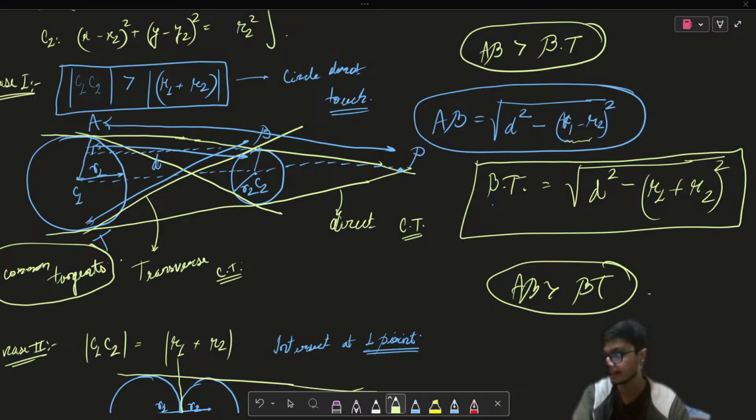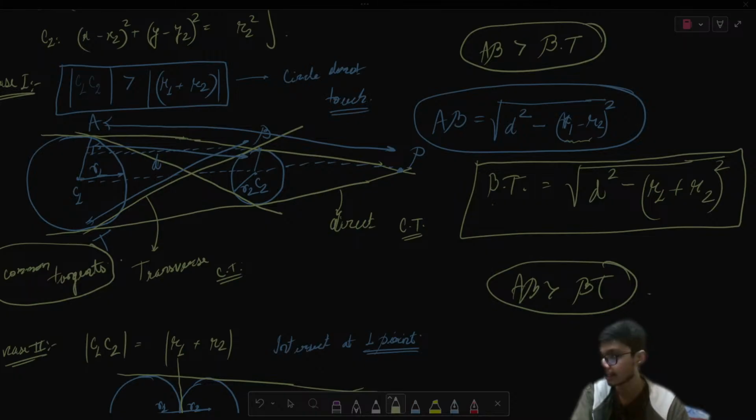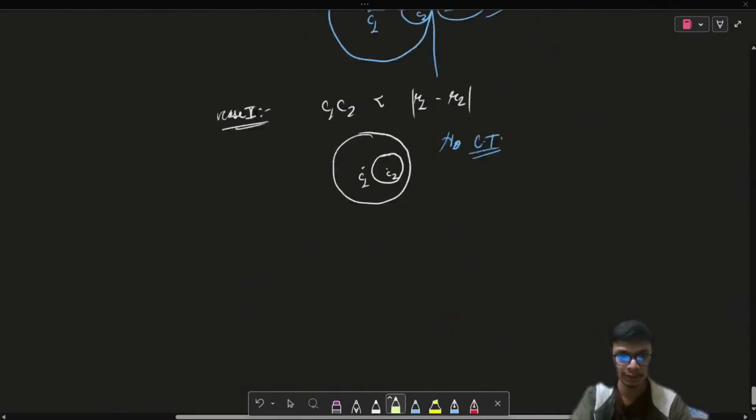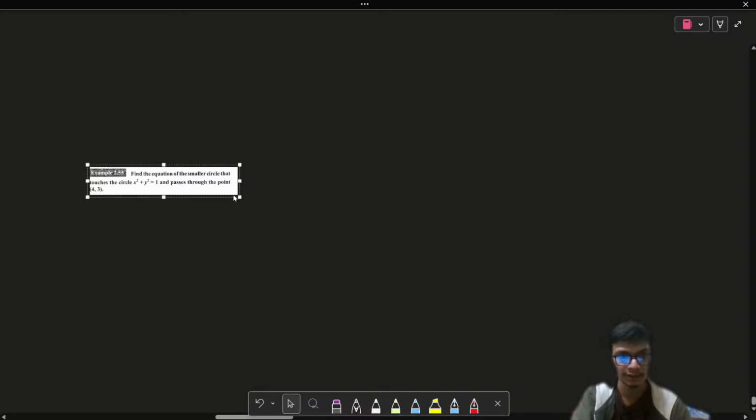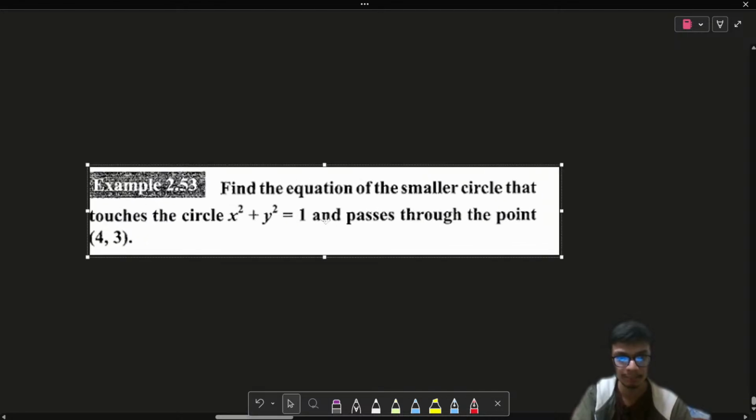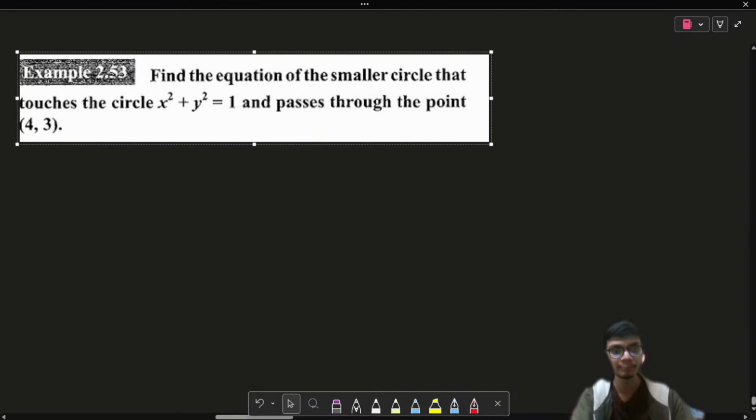A very interesting question that was asked previously is something I'm showing over here. You can all try it out. Here we have to find the equation of a smaller circle that touches the circle x square plus y square equal to 1, and also passes through the point (4, 3).